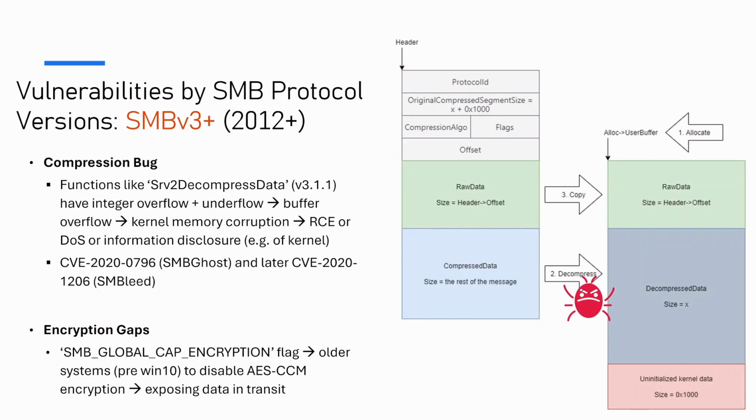Another thing is encryption gaps. Pre-Windows 10 systems using SMB version 3 could disable AES-CCM encryption. This was done by manipulating the SMB2 global cap encryption flag, resulting in interception of data in transit.